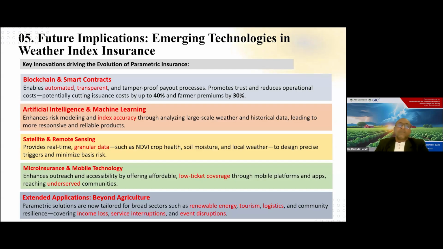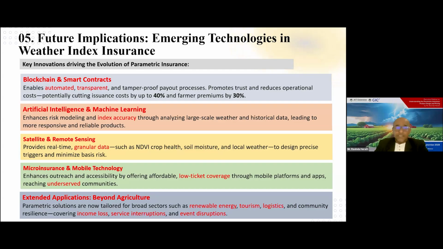Okay, next one is further implications: emerging technologies in weather index insurance. It is very important because with technological changes and advancement, there are many areas emerging in this sector, like blockchain and smart contracting. It's automated and very transparent. And artificial intelligence and machine learning are now used to calculate the correct indexes and develop the algorithms for risk calculations. So machine learning and artificial intelligence play a major role nowadays.